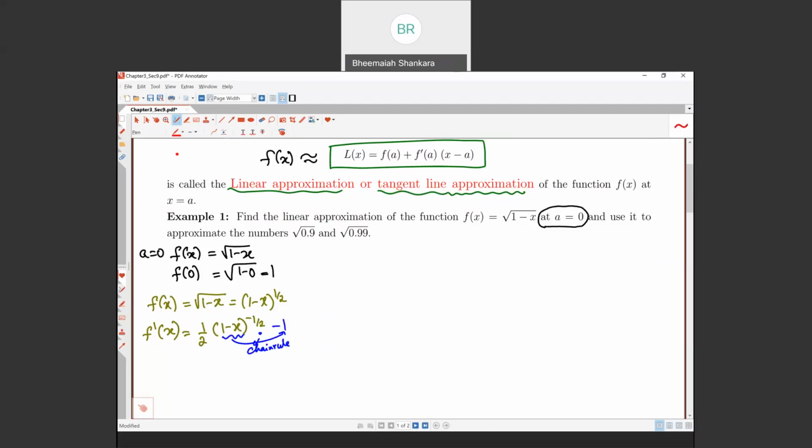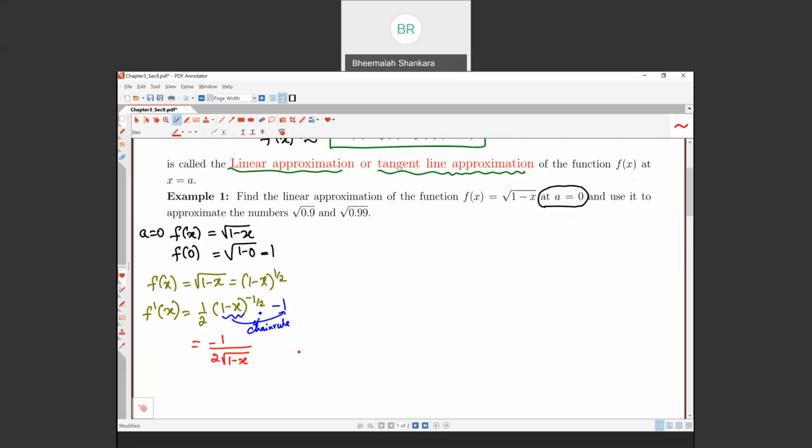So let's rewrite this as negative 1 divided by 2, and the term with the negative exponent can be written in the denominator as the square root of 1 minus x. Now let's evaluate this at 0. F prime of 0 will be negative 1 over 2 times square root of 1 minus 0. So this is negative 1/2.